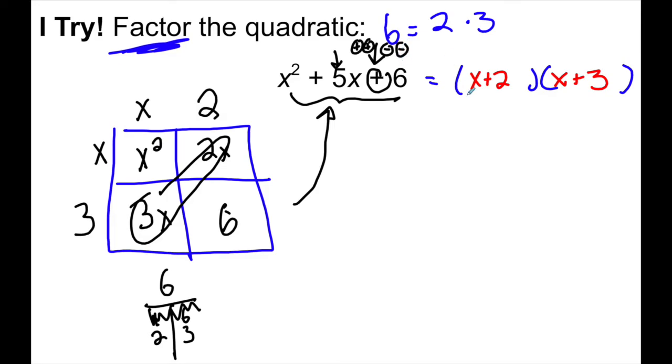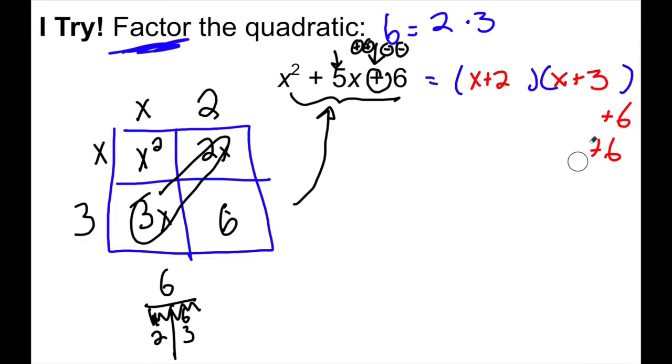And if you want to check your work, you could expand this out. You could imagine distributing the x to the x, the x to the 3, the 2 to the x, the 2 to the 3, and you're getting x squared plus 5x plus 6, and you can see that is what you started with. Okay?